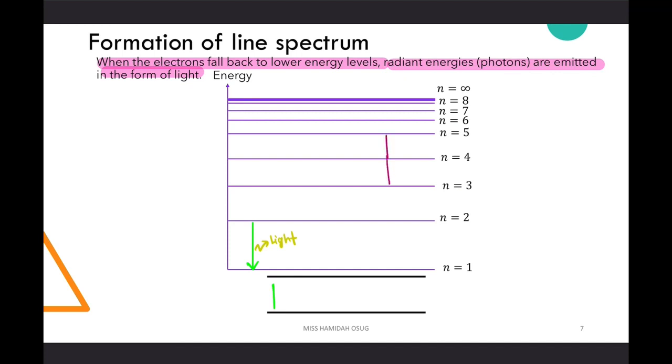Satu contoh lagi, sekiranya elektron itu pada n equals to 5, excited state, unstable, fall back to n equals to 3, so it will emit energy in the form of light. Ianya akan dapat diobserve, kita akan dapat lihat pada line spectrum.